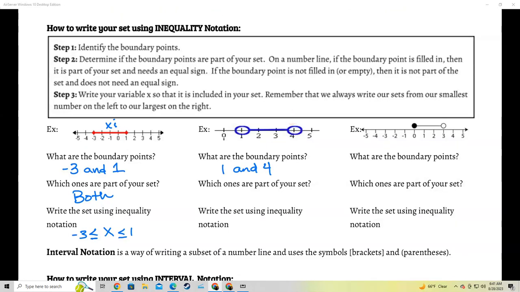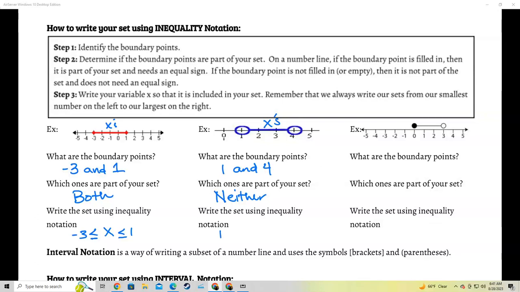So I'm going to say that neither are part of your set. And my x's have to be between 1 and 4. So I can pick 2, I can pick 3, I can pick 2.5, right? So what is that going to look like?